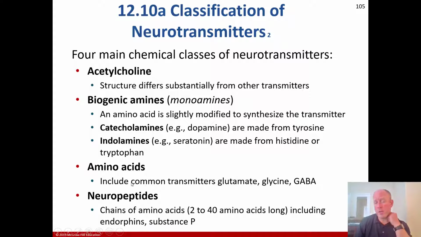Amino acids, which include the commonest transmitters glutamate, glycine, and GABA. The neuropeptides, which are chains of amino acids that are 2 to 40 amino acids long, include endorphins and substance P.